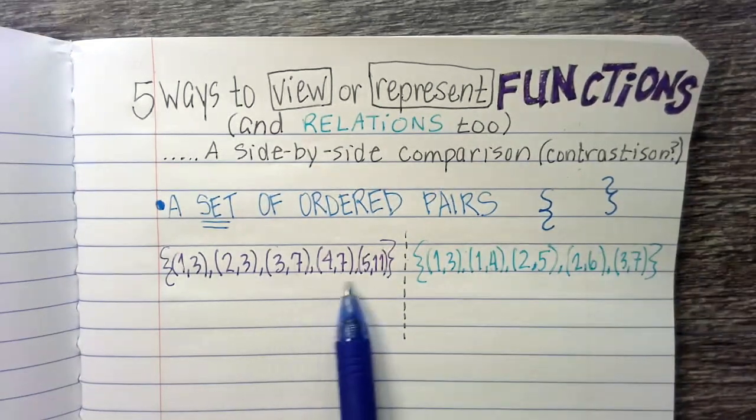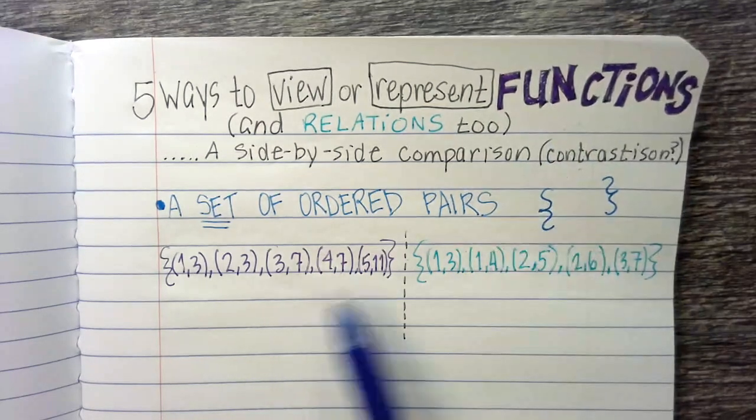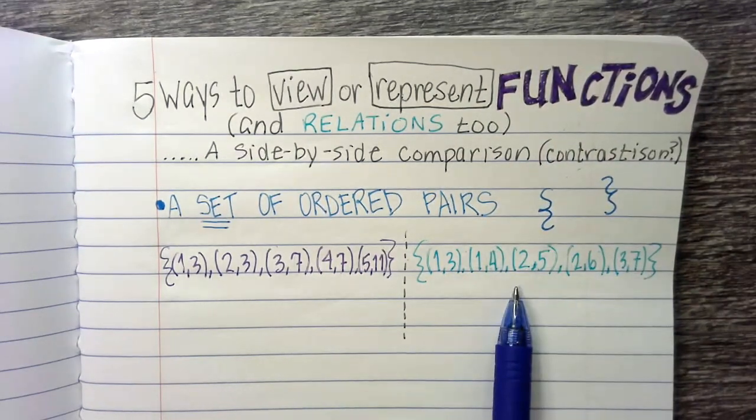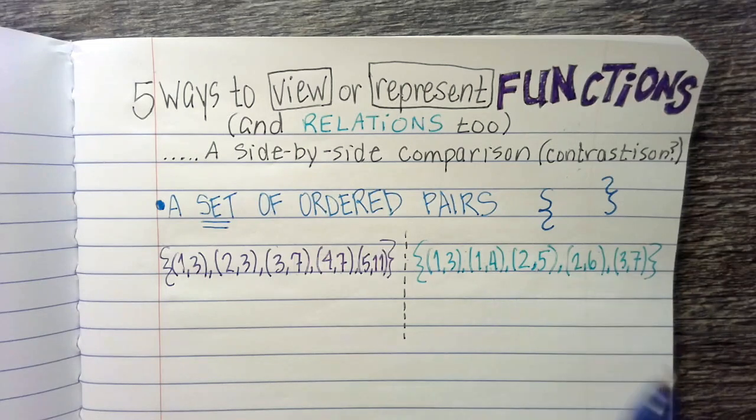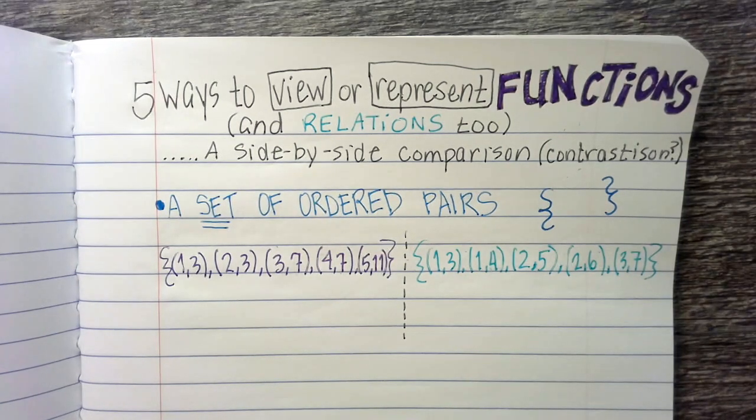Now in purple over here, and blue over here, I've written 2 sets. One of them is a function, and one of them does not qualify as a function and should only be a relation. And we said we're going to compare and contrast. So let's look at what they have in common and what they have different. Now, this ordered pair is 1, 3, and this also has 1, 3. This one has 2, 3, 3, 7, 4, 7, 5, 11, 1, 3, 1, 4, 2, 5, 2, 6, 3, 7.